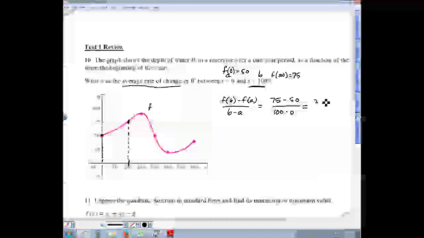75 subtract 50 is 25. 100 subtract 0 is 100. 25 divided by 100 is 1/4.